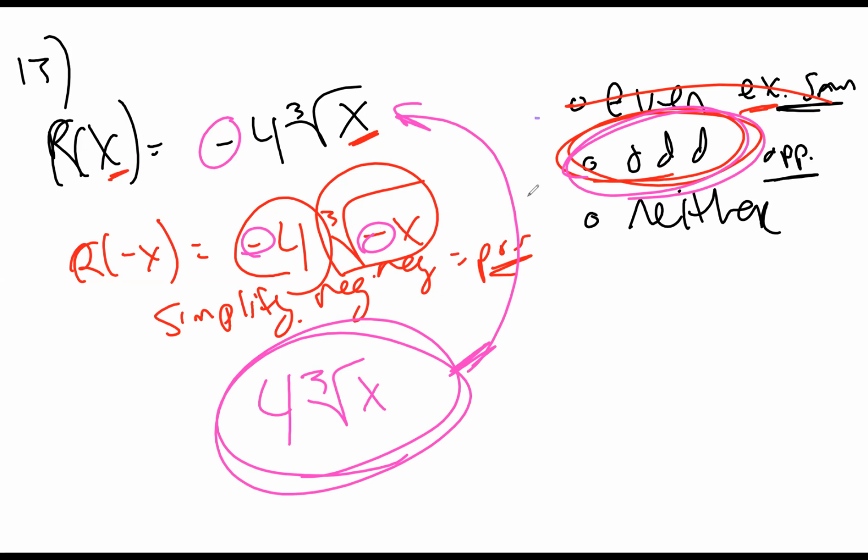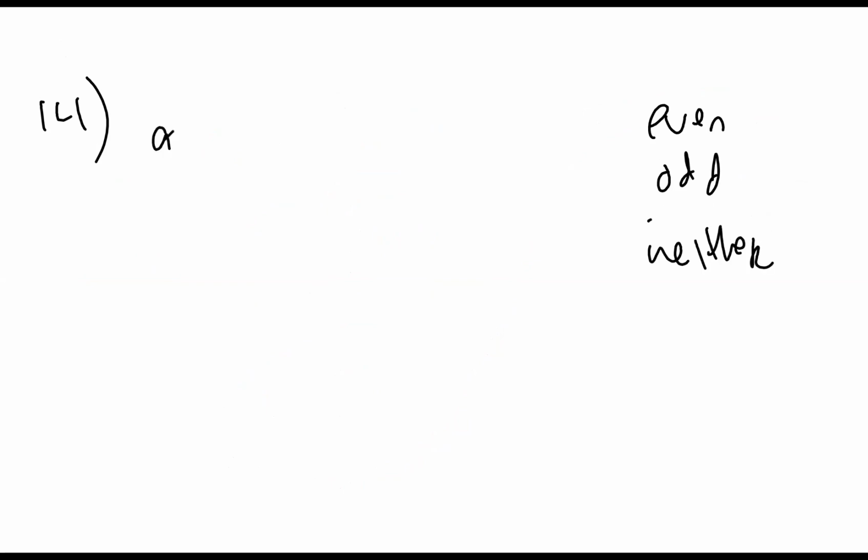Okay. We still have a few more, and I think that will kind of hit it home. So let's take a look at 14. It's the same type of problem. Number 14 wants to know, is this even, odd, or neither? And we're going to do the same thing. So we're going to be looking at the function that we're given, which in this case is g of x equals the absolute value of x over 4 plus 2.